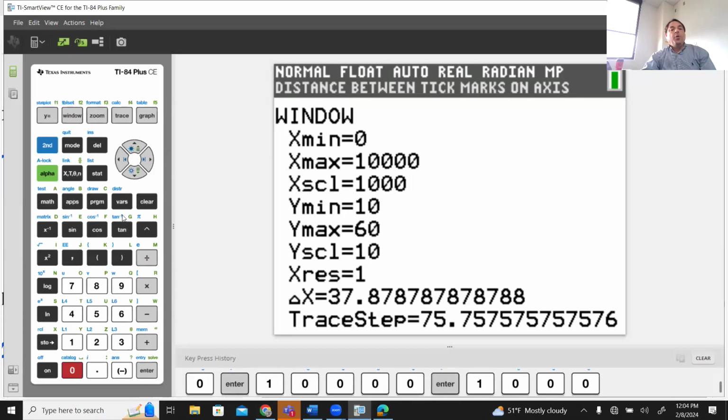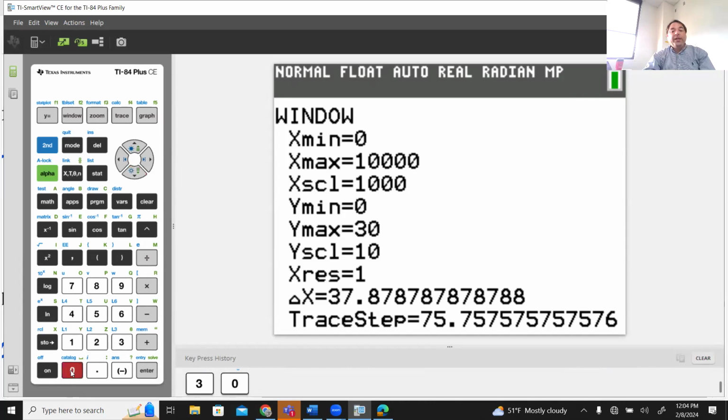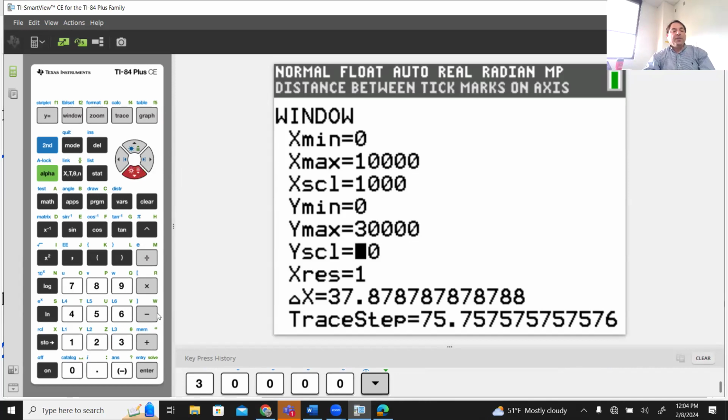Yep. The Y is the revenue. So the lowest revenue is 0. The highest number I saw was 25,000. So how high should I go? 30,000. Perfect. Again, this is where the window comes from. Nobody gives it to you. You just kind of understand. And let's count by 5,000s.